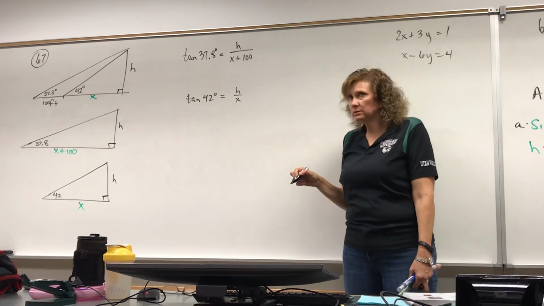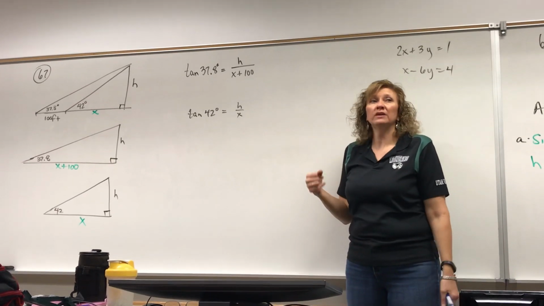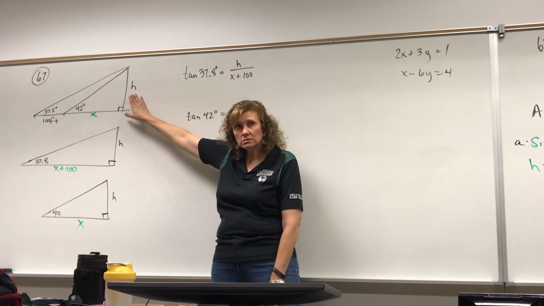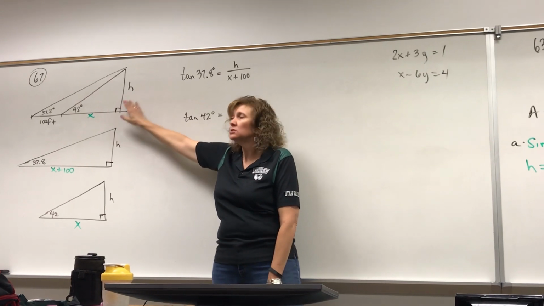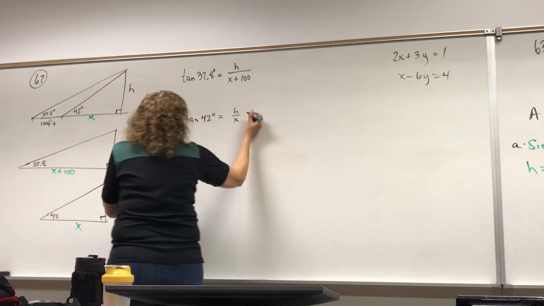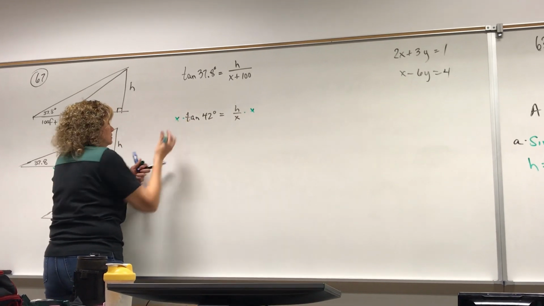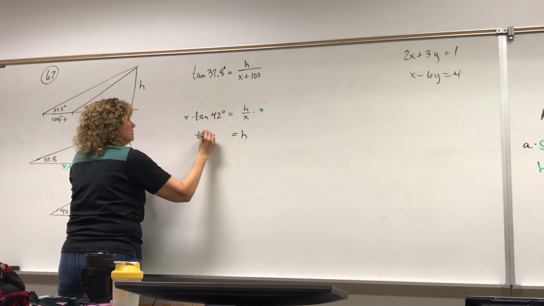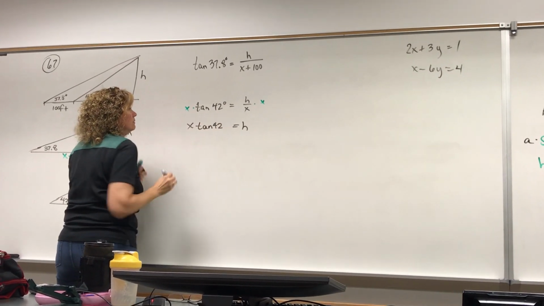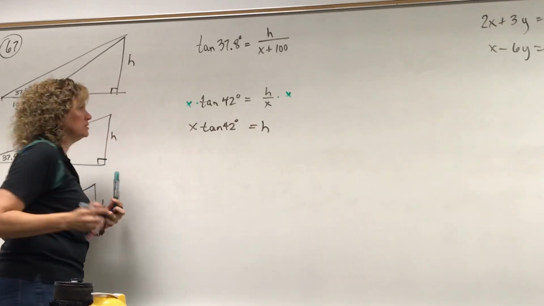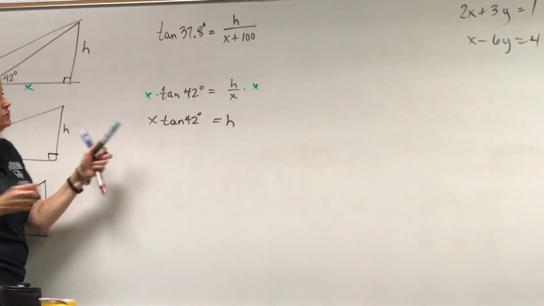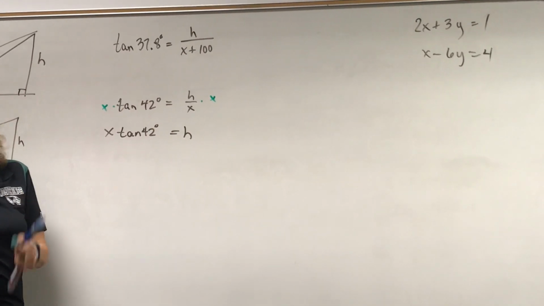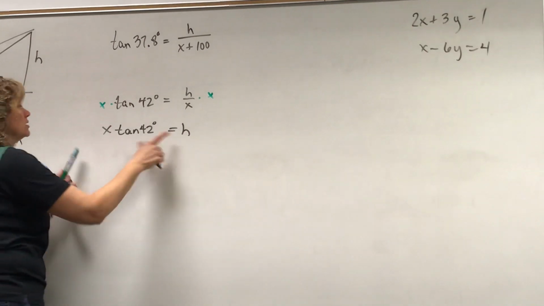It would be really sweet if we left h in the equation, since that's what we want to solve for. Would you agree? So we're gonna multiply by x. So we get x times the tangent of 42 is equal to h. And the reason why this isn't helpful is because when we substitute it, now our variable's x. Bummer. Okay, so let's just solve this for x.